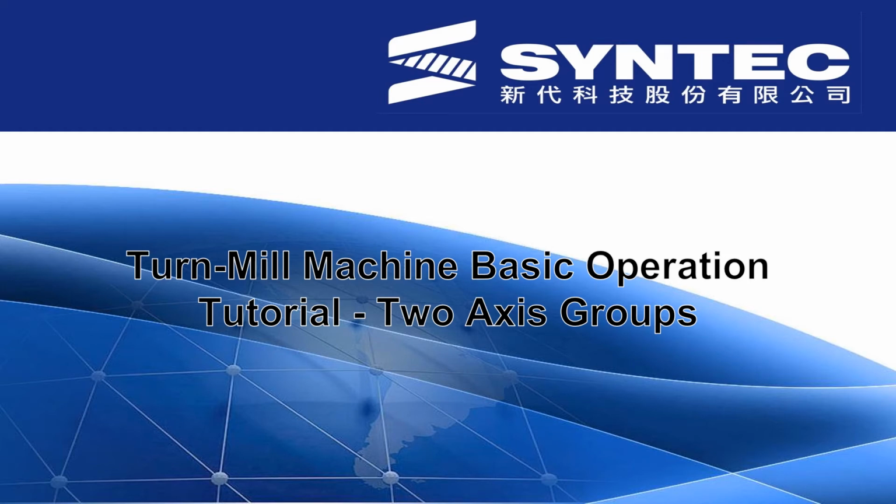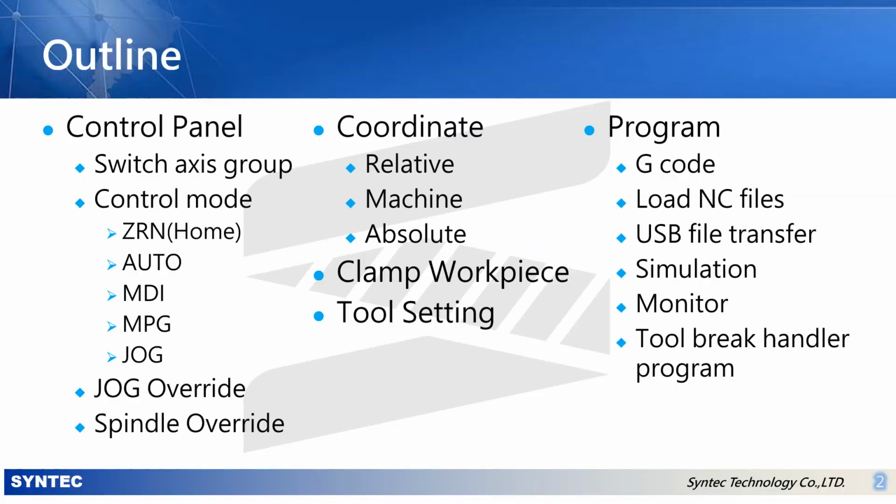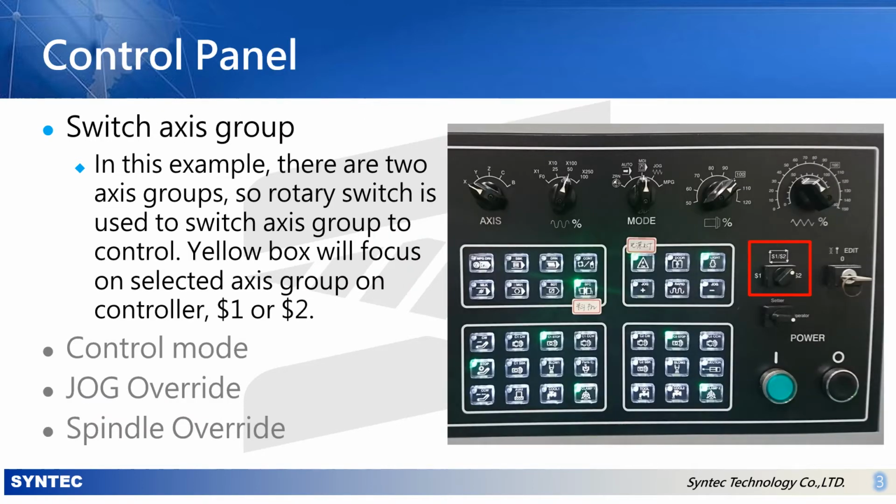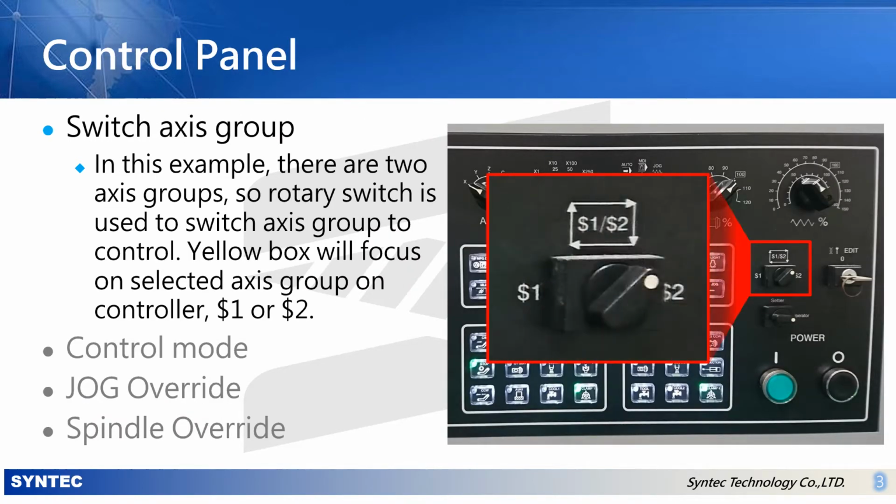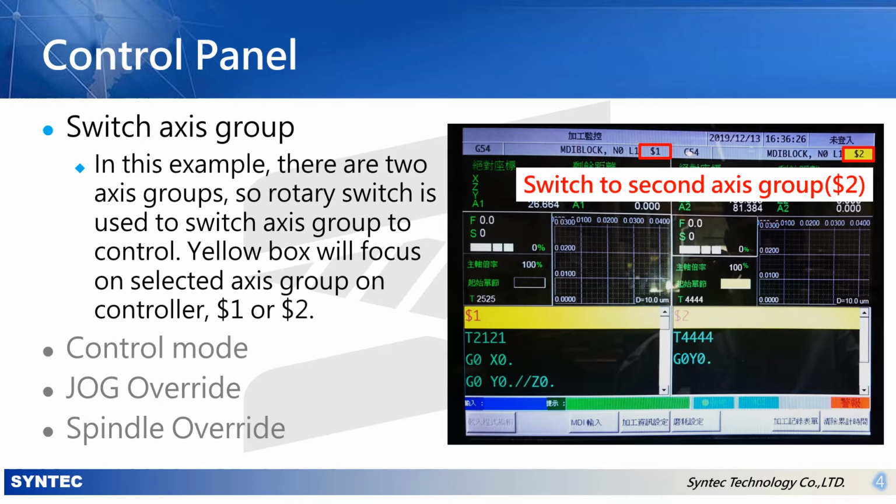Turn mill machine basic operation tutorial for 2-axis groups. This turn mill machine instruction will explain hardware structure, machine settings, and frequently used functions including controller and control panel operation. In this example, there are 2-axis groups in the machine, so a rotary switch is used to switch the axis group to control. The yellow box will focus on the selected axis group on the controller as the picture shows.